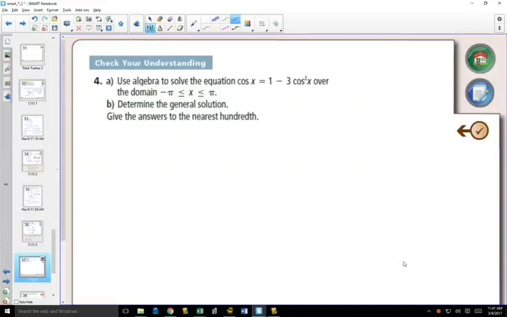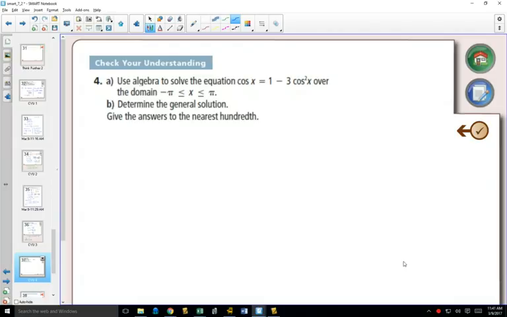So we're going to use algebra here to solve this equation. We've got a cos squared and another cos. So this is like solving an equation that has an x squared and another x. You're going to have to think about using factoring. This is a quadratic equation.